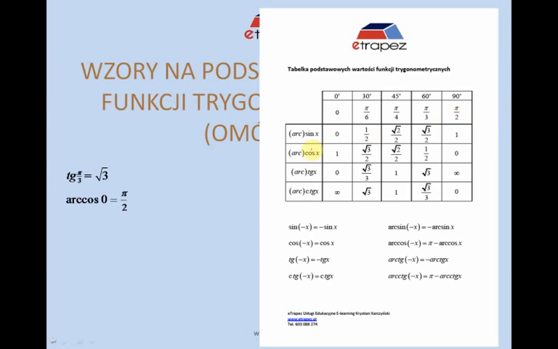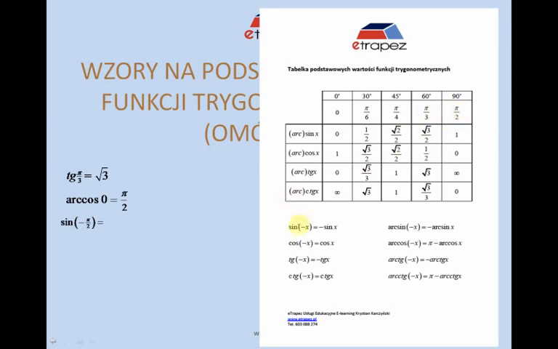Arccos of 1/2 would be pi over 3. Alright, now we have a problem with the negative angle. Sin of the angle minus pi over 2. I can't read sin of minus pi over 2 here right away, because there is no negative angle in the table.